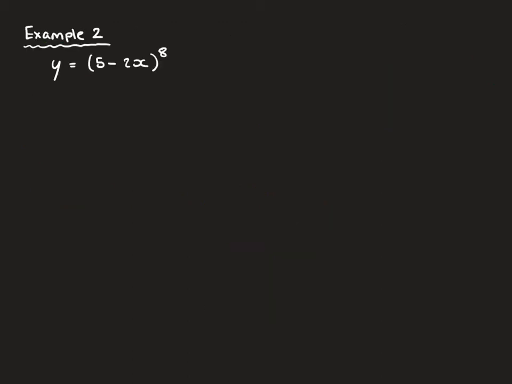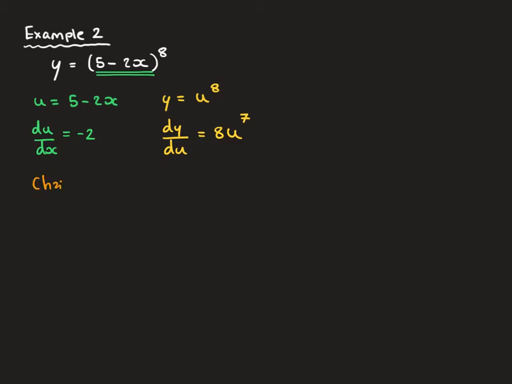So here's my second example. Y equals 5 minus 2x all raised to the power of 8. Identify the inner function first of all. So this is u, which is 5 minus 2x, and then y can be written as u to the power of 8. Differentiate, du by dx is equal to negative 2, and dy by du is equal to 8u to the power of 7.